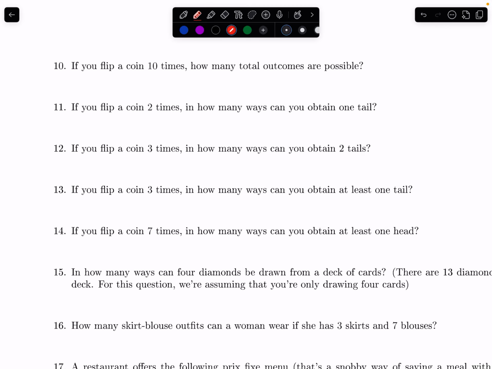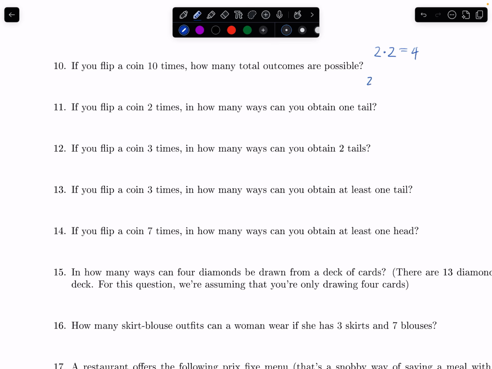All right, guys, we are continuing on. Number 10: if you flip a coin 10 times, how many outcomes are possible? Last time when we flipped the coin 2 times, we saw 2 outcomes for the first flip and 2 outcomes for the second flip, to get 4. Instead of going straight to 10, let's think about if I toss it 3 times, what would happen?